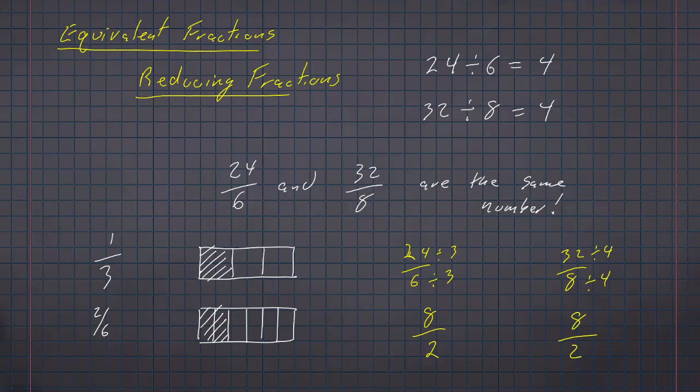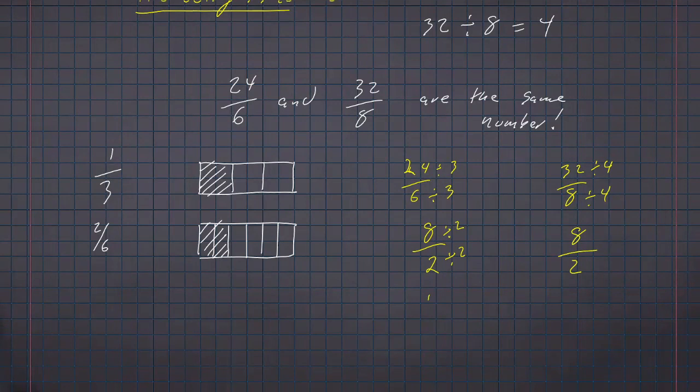Of course, we could keep going from here. Divide top and bottom of 8 over 2 by 2, and we get this fraction turning into 4 over 1. Remembering that fractions mean division, 4 over 1 is the same thing as 4 divided by 1, and dividing by 1 is really easy. So in fact, this trick will let us perform ugly division quite a bit faster if we're lucky.